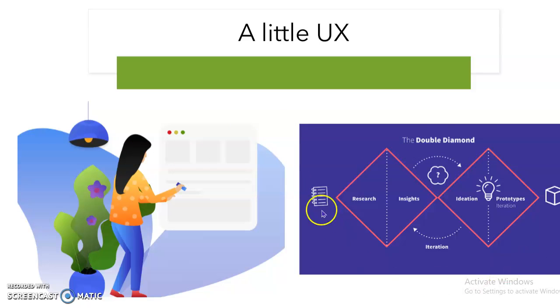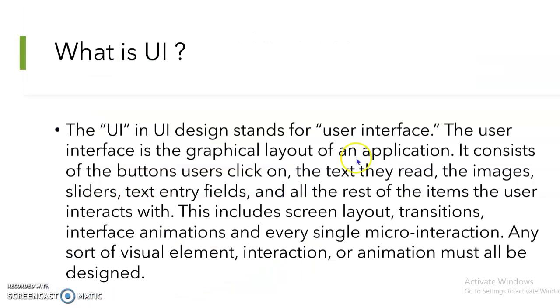Actually, this over here, the double diamond, is the process that a UX designer does: research, insights, ideation, prototypes, and interaction with the end user. If you want to see more about what a UX designer does and how they are currently working, you can search more about it. It is really quite interesting. So let's go with the following.